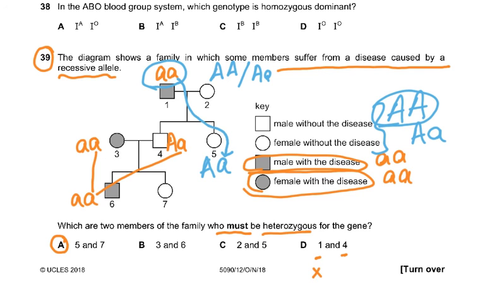So the answer was 5 and 7. Why 5 and 7? Because 7 also has to be big A small a. Why? Because the mother 3 is small a small a. 4 doesn't have the disease. So the ones who don't have the disease can either be this or they can be this.